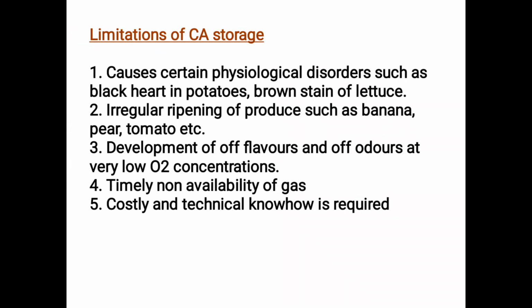Coming to the limitations of controlled atmosphere storage, it causes certain physiological disorders such as blackheart in potatoes, brown stain of lettuce, and also some irregular ripening of produce such as banana, pear, tomato, etc. And there is timely non-availability of gas. As we all know, there are some uncertainties, like the gases which are required may not be available, and it is also somewhat costly technically, as we can't practice this in small quantities. These are all industrial setups.